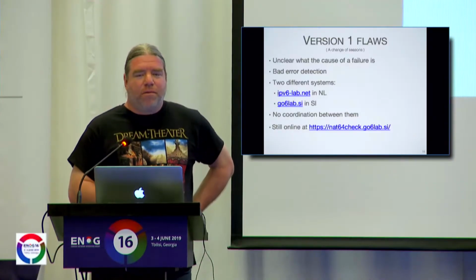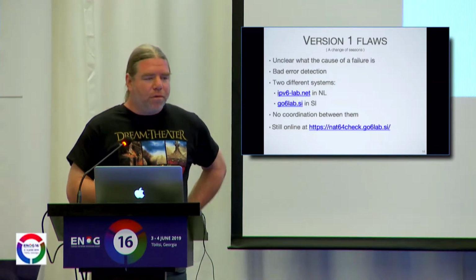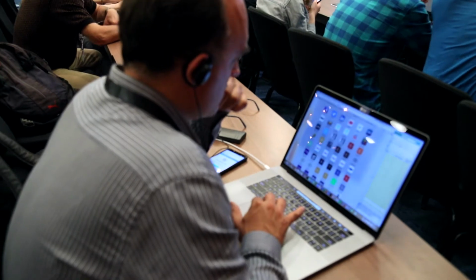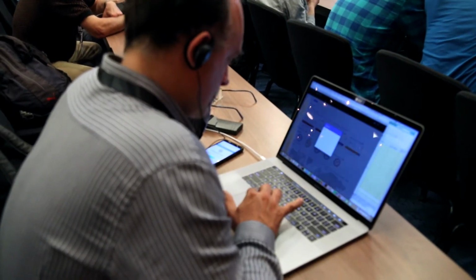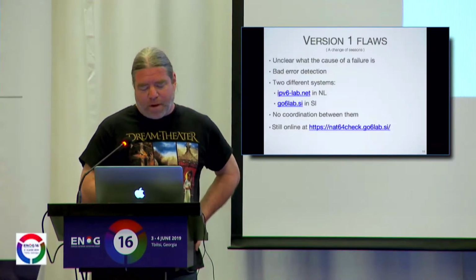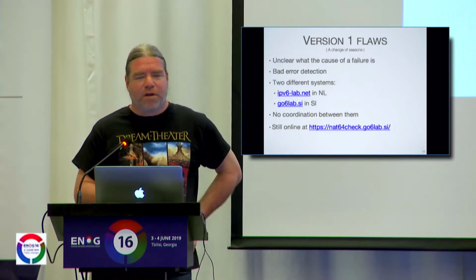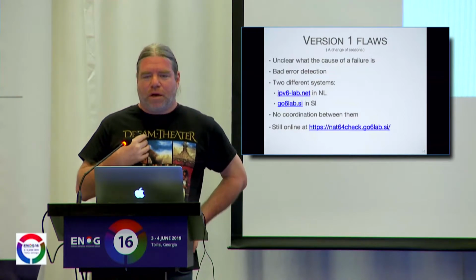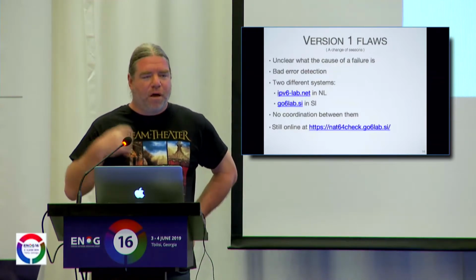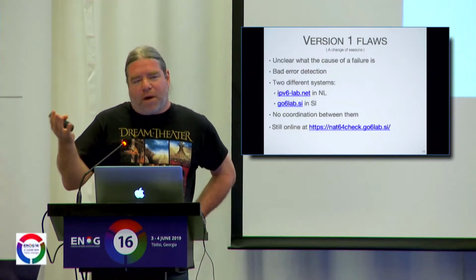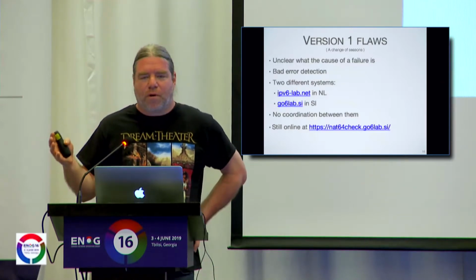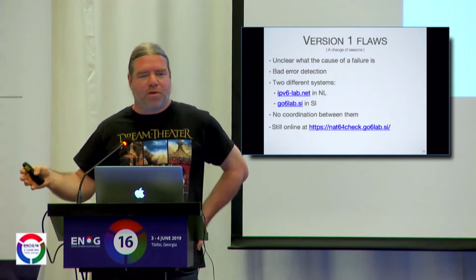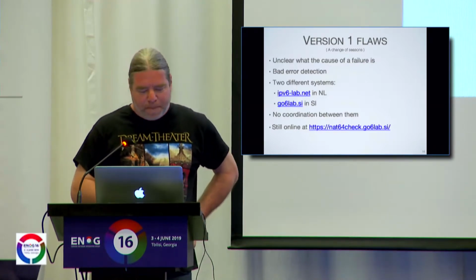Version 1 flaws. We figured out through the process and through the usage of it that it was quite unclear what the failure was. Well, it was bad. It has a bad error detection. I could figure out what the error is, because I knew the tool and I have known IPv6 for 20 years. But some other people could just not figure out what's wrong. And they were sending me links saying, can you translate this into something that I would understand?